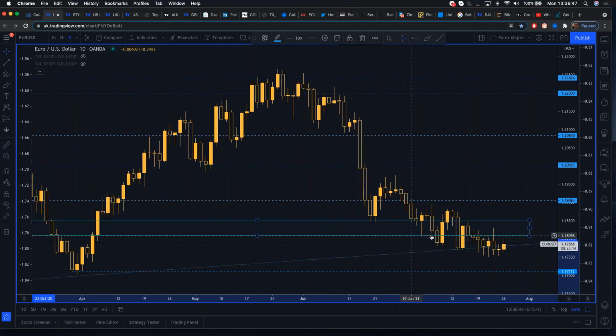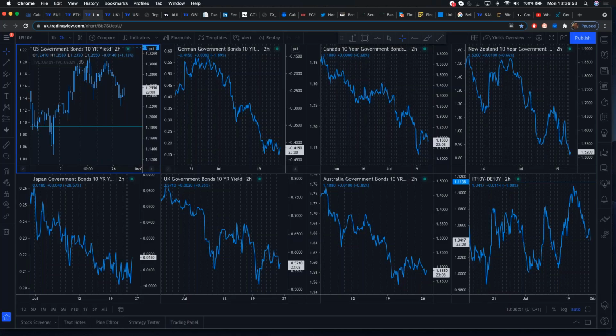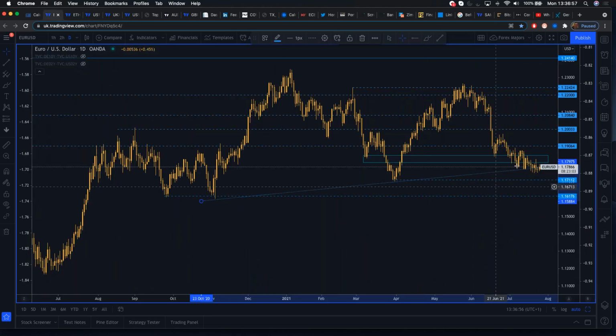So going into the meeting, the euro was being sold off, and you can also see, if you look at the German 10-year bonds, how sharply the yields were falling. So expectations with weakness in the euro.